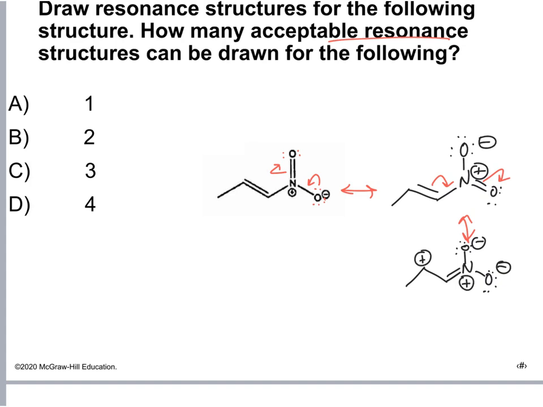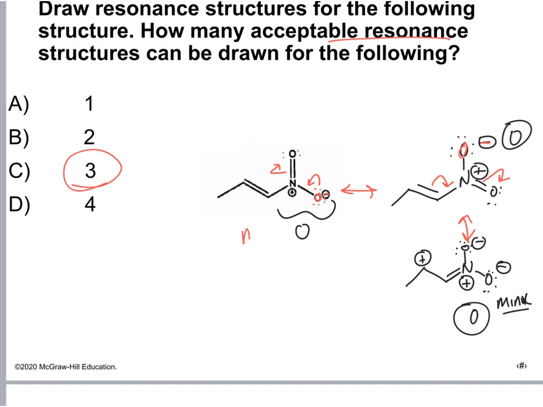That's a positive and a positive. Now, what you'll see is this is an overall charge of 0. This is an overall charge of 0. This is an overall charge of 0. Okay, now this is going to be a minor contributor because we're going to have fewer bonds and more charges. These are going to be equal because the negative charge is on the oxygen here and the negative charge is on the oxygen. So I would say there's 3 acceptable resonance structures for this, and these are your major contributors right here. We have 2 majors, and this would be a minor contributor.